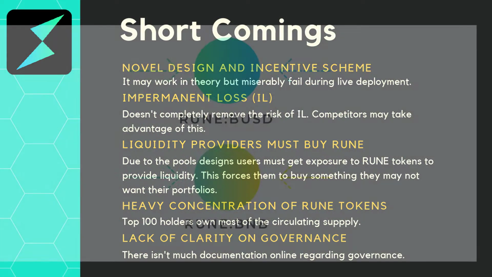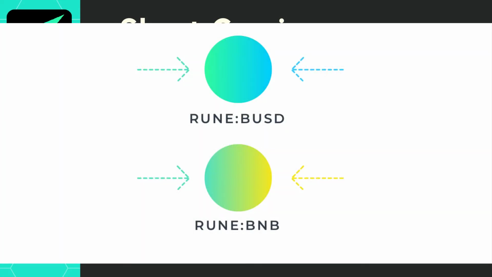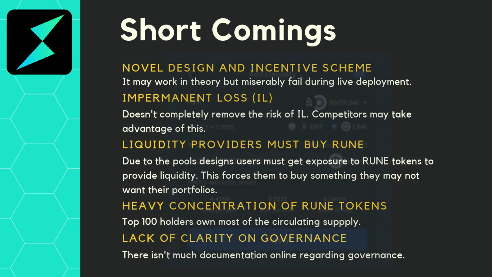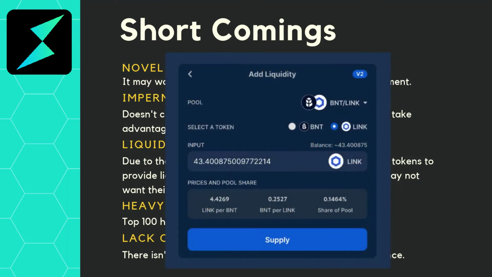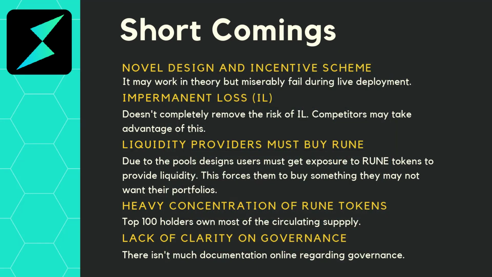Another problem is that you have to also get exposure to Rune if you want to be a liquidity provider. Bancor, on the other hand, came up with a model where you just have to provide liquidity with one asset and not two. For example, let's say you own Link tokens and you're a Link bull and you don't want to buy any other token. Well, if you want to be a liquidity provider on Thorchain, you're going to have to get some Rune tokens. In my view, this is another barrier for liquidity providers.